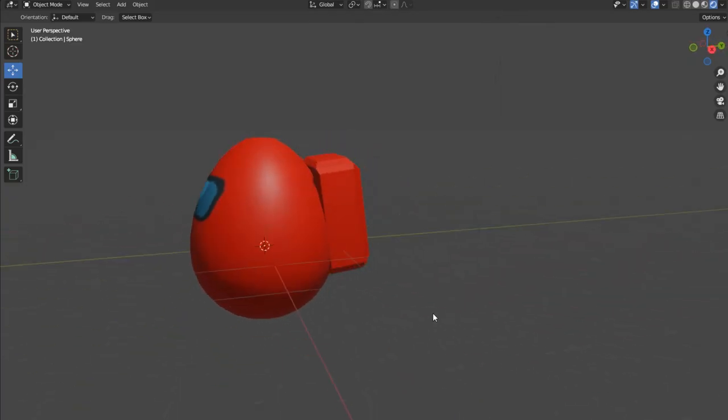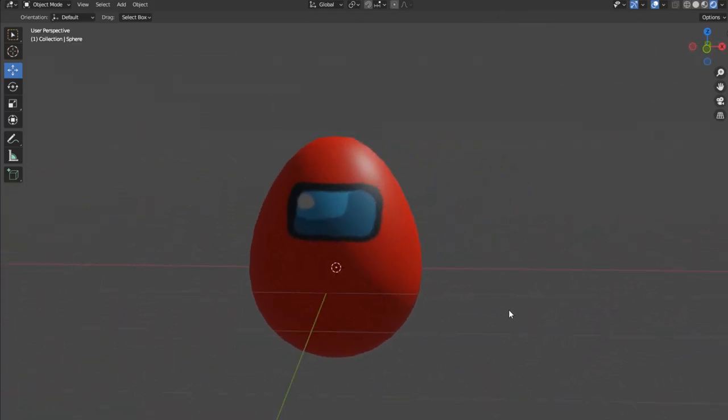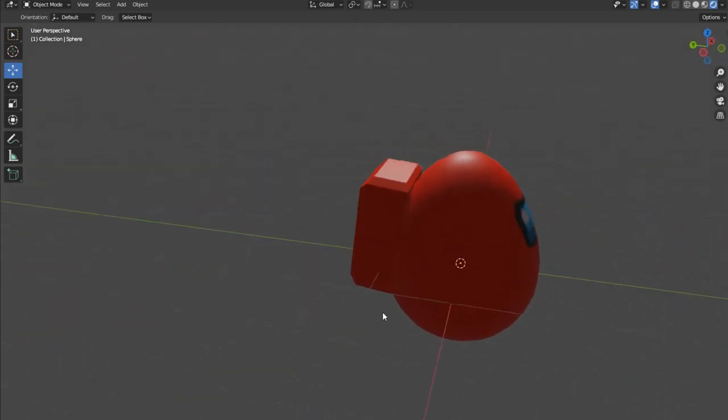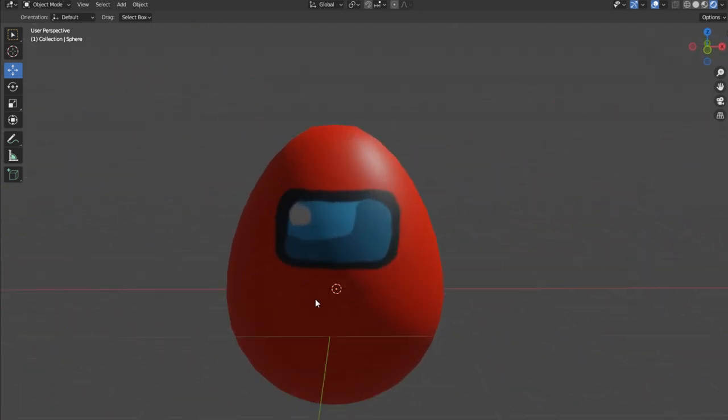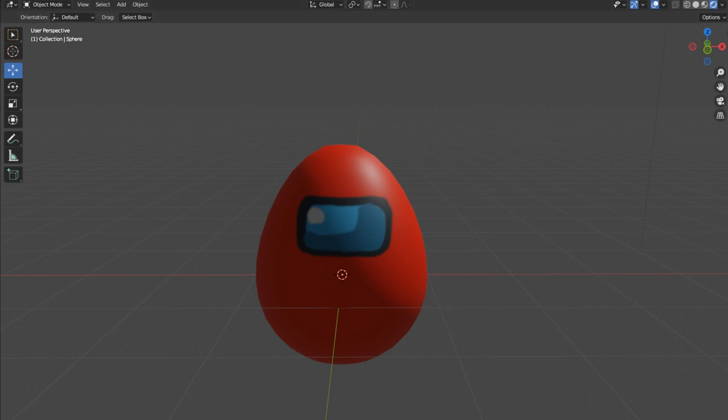Look at that. Look at that beauty. Very much complete. Very sus looking egg. Very sus Amogus egg. I don't know. I'm just going to consider it done.